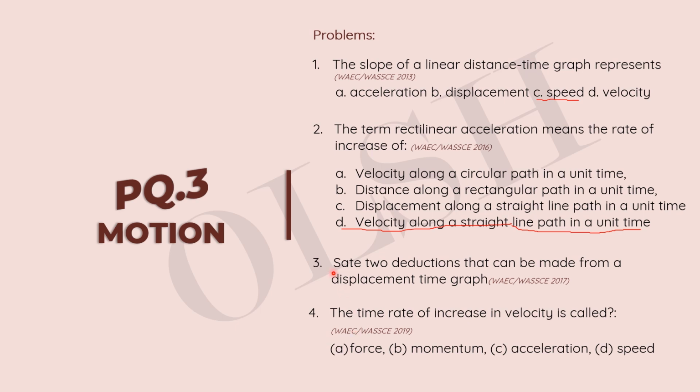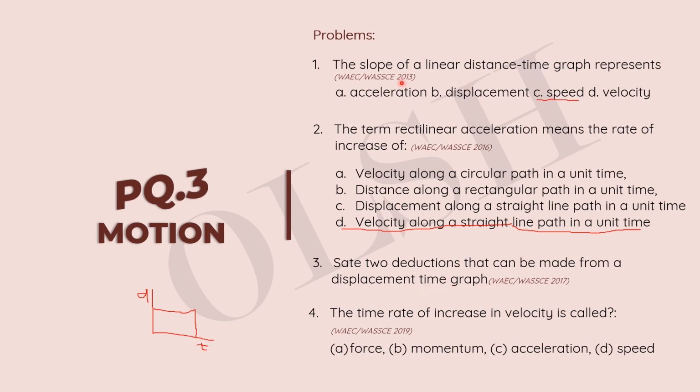Alright, so 3, state 2 deductions that can be made from a displacement time graph. Okay, if we have a displacement time graph, we have something like this, where this will represent distance or displacement and this will represent time. So if we have this as the graph, we can see that one of the things we can deduce from this graph is the velocity.